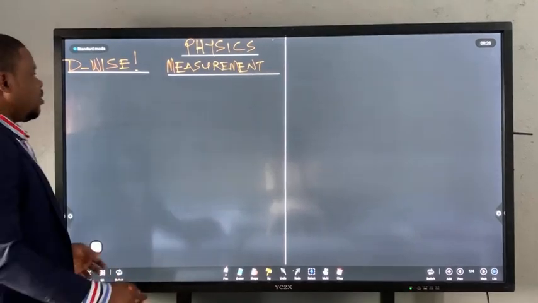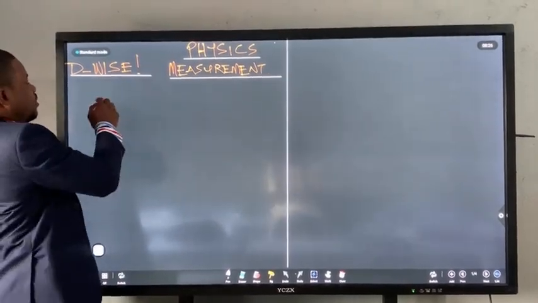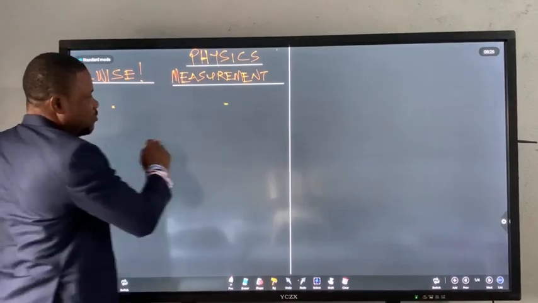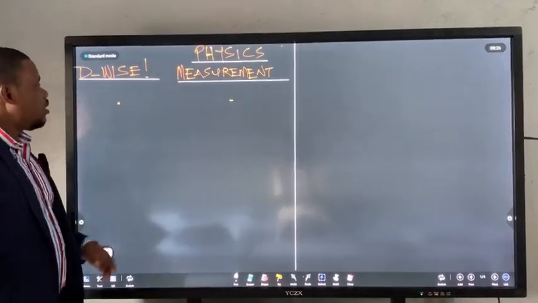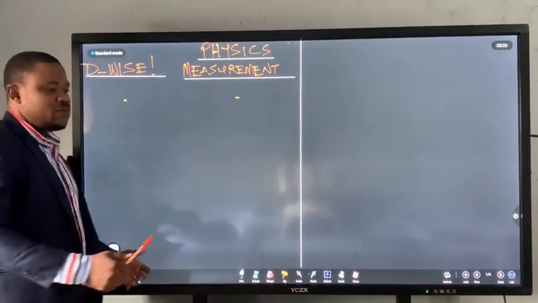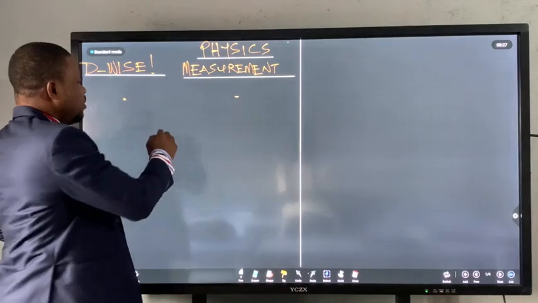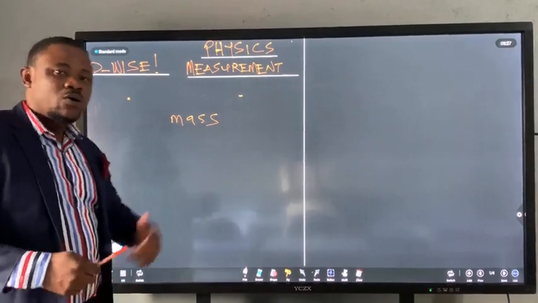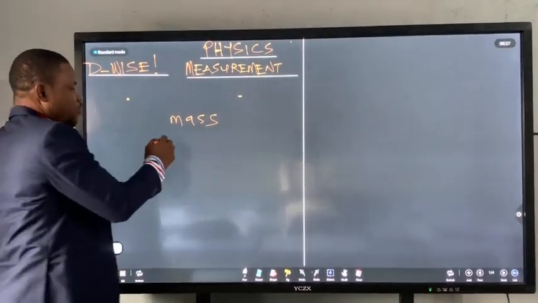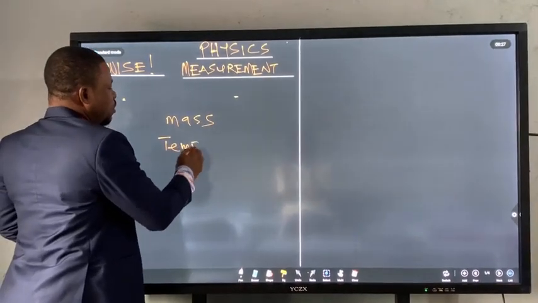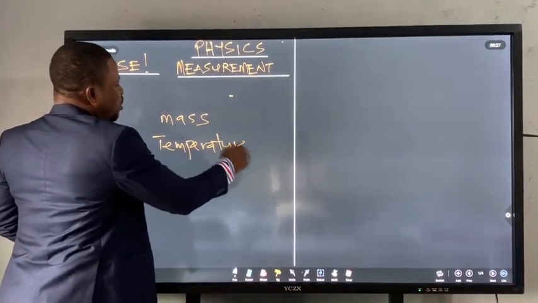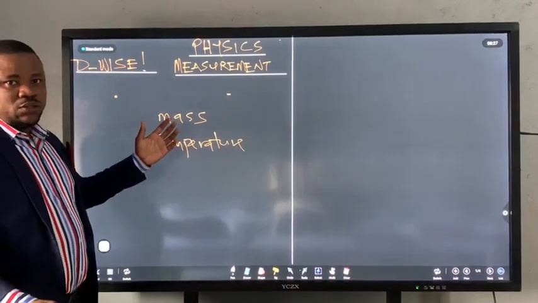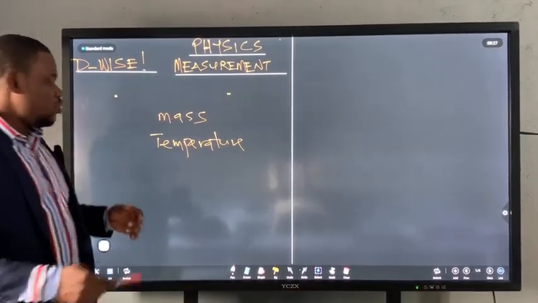For example, if I want to find the space between 2 points, the line space between them is called distance or length. If I want to find out how heavy a thing is, I'm talking about what now? Mass. If I want to find out the hotness or coldness of a body, I'm talking about what now? Temperature. But all these are different what now? Different quantities. Do you understand? These are quantities.